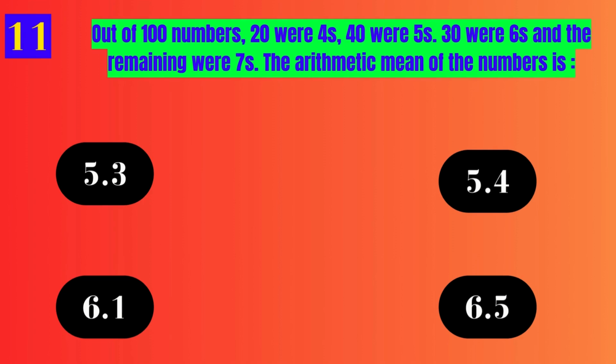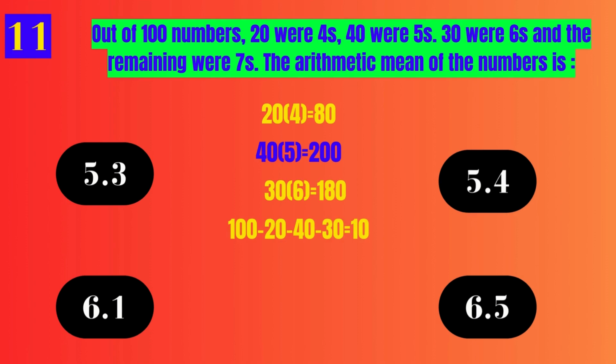20 numbers were 4s, so the sum of these numbers is 20 times 4 is equal to 80. 40 numbers were 5s, so the sum of these numbers is 40 times 5 is equal to 200. 30 numbers were 6s, so the sum of these numbers is 30 times 6 is equal to 180. The remaining numbers, 100 minus 20 minus 40 minus 30 is equal to 10, were 7s, so the sum of these numbers is 10 times 7 is equal to 70.